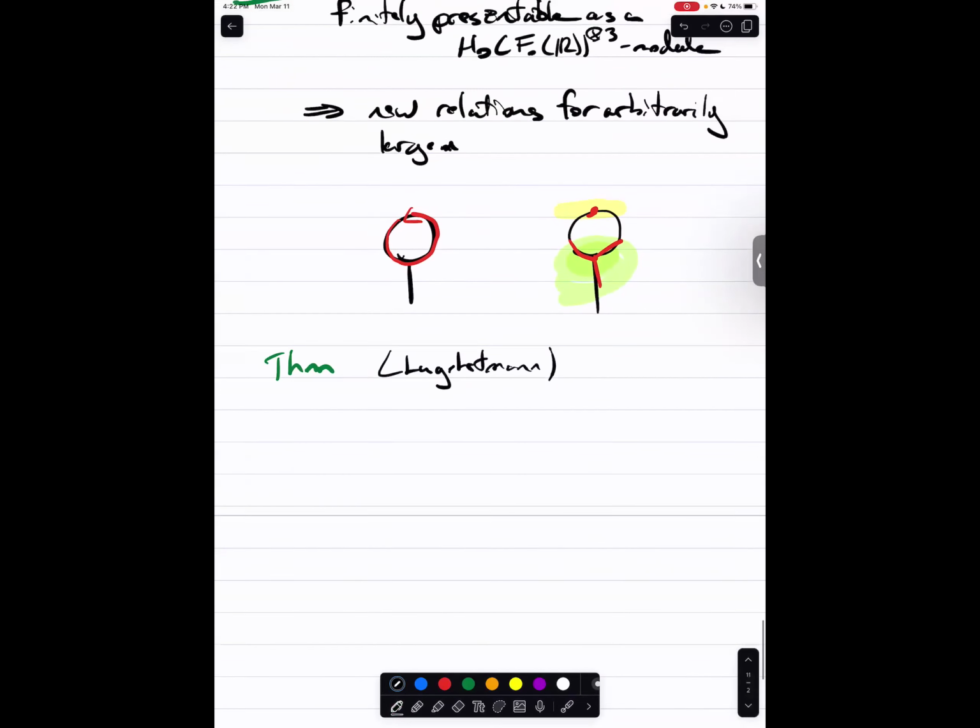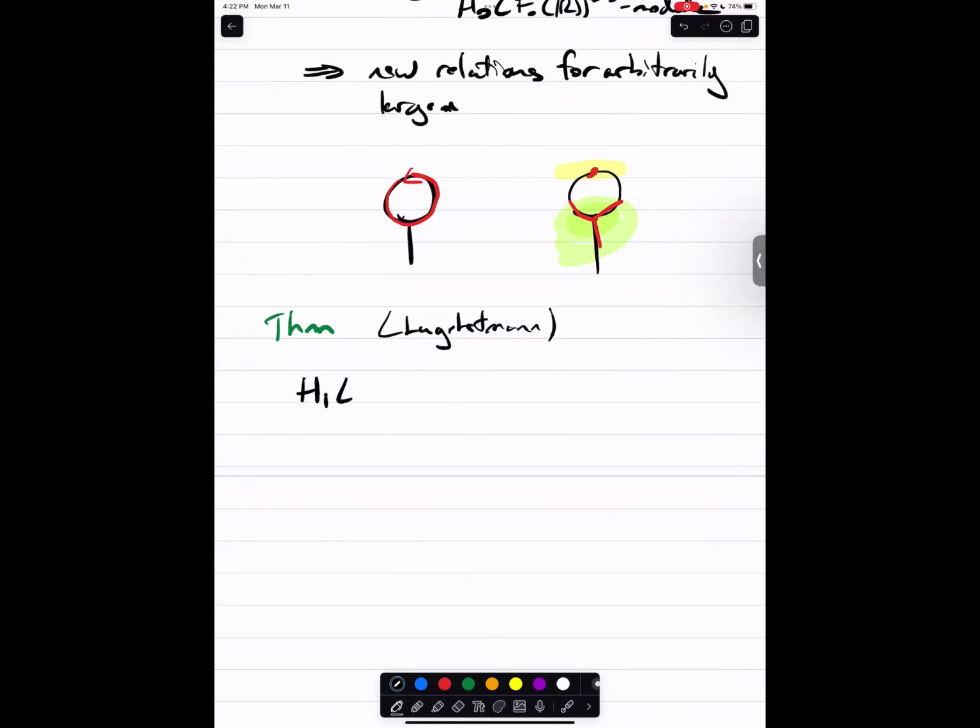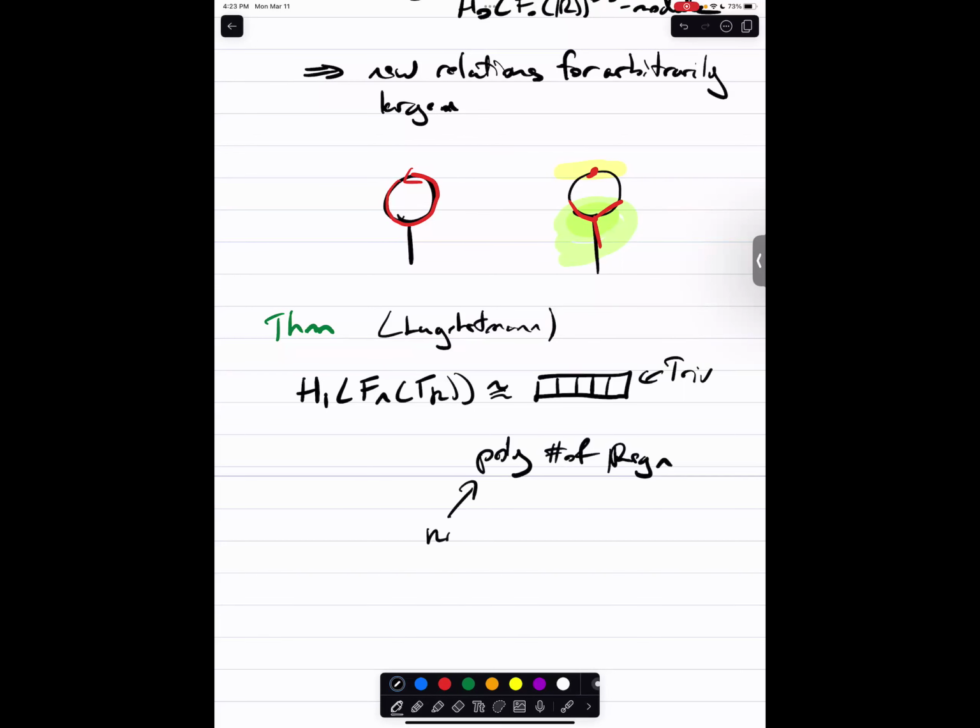It's a theorem of Lütgehetmann that you actually can decompose. So, theorem, Lütgehetmann: it turns out that H1 of the ordered configuration space of the star graph Γ_k is one copy of the trivial representation, and some polynomial number of regular representations of S_n. And this polynomial is known.